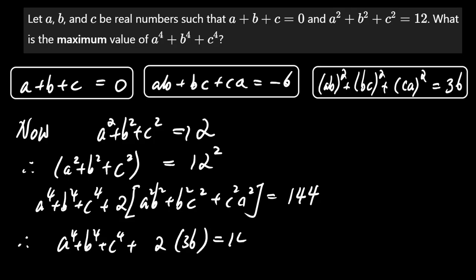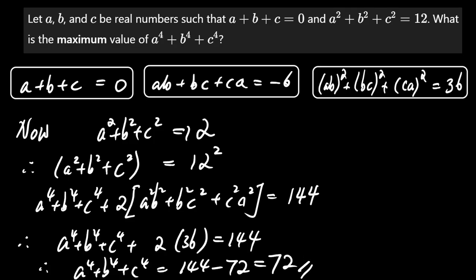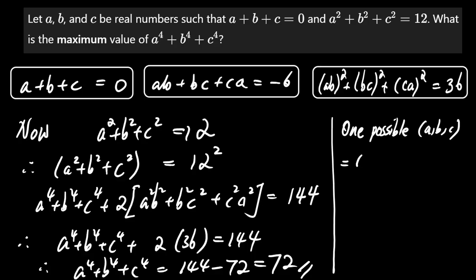Since the sum of products is 36, we get a to the power of 4 plus b to the power of 4 plus c to the power of 4 equals 144 minus 72, which is 72. So the maximum value is 72. One example that works is a equals √2, b equals √2, and c equals -2√2.